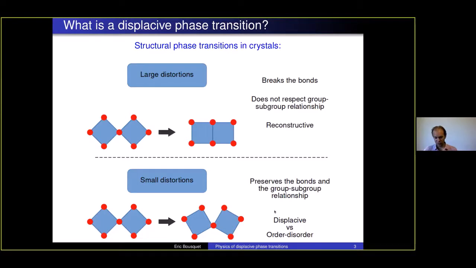And basically, among this small distortion type, I will not go into the debates, but I will present a simple picture. There is still a debate about what is the exact distinction between a displacive phase transition and an order-disorder phase transition. But you need to be aware that this exists aside of the displacive phase transition. And since we're going to be interested in this small distortion type of phase transition, the displacive one.